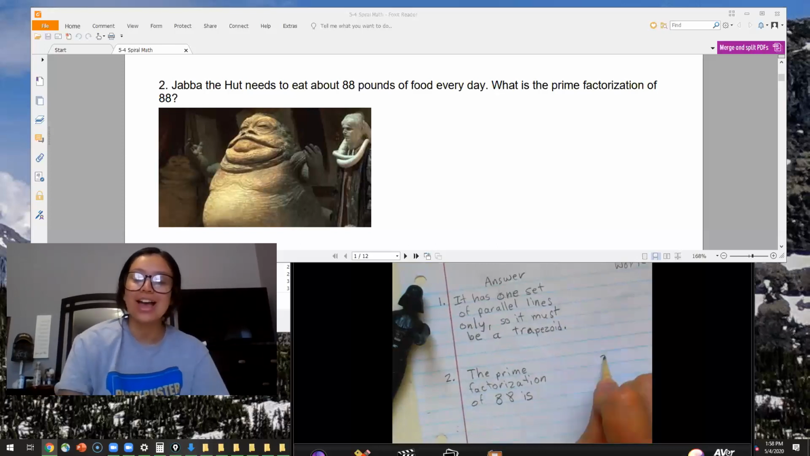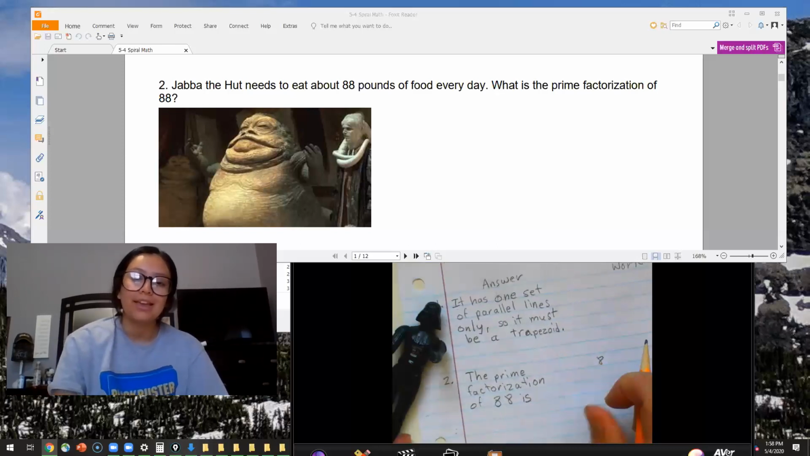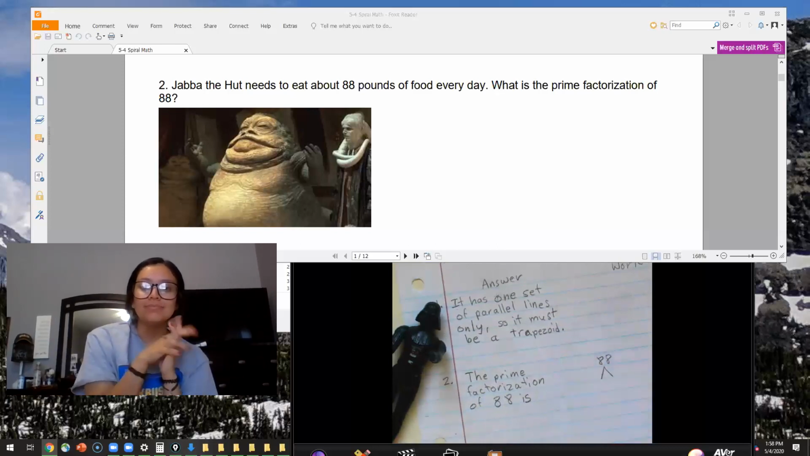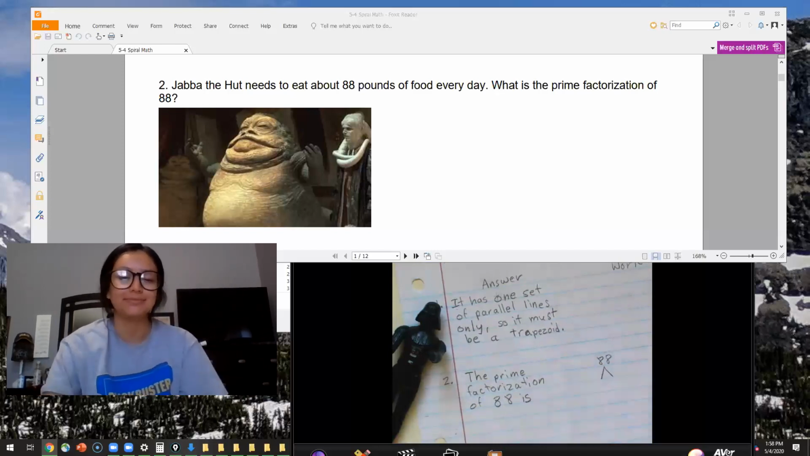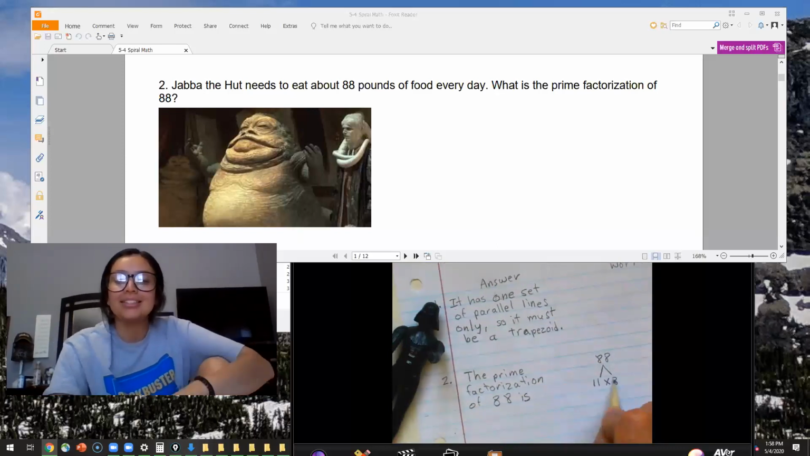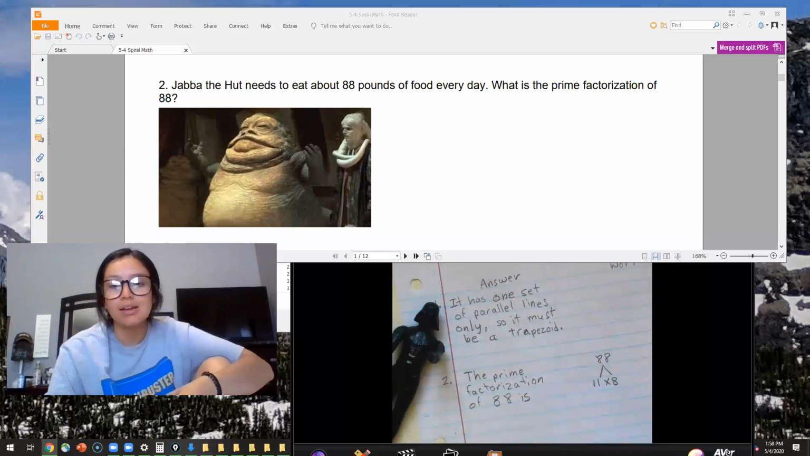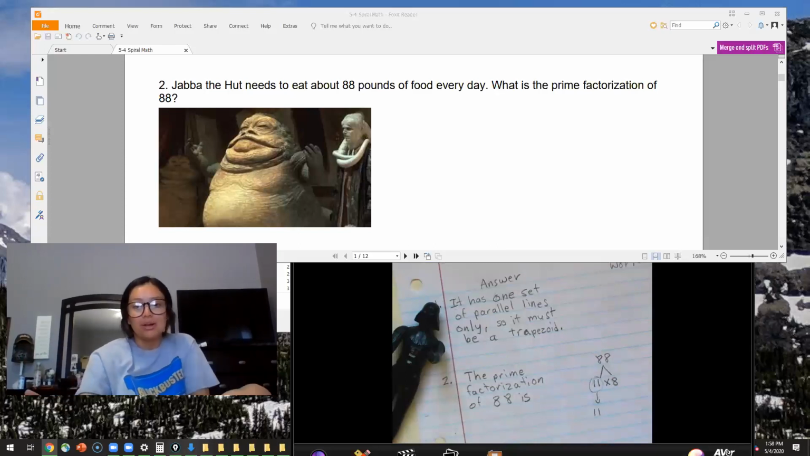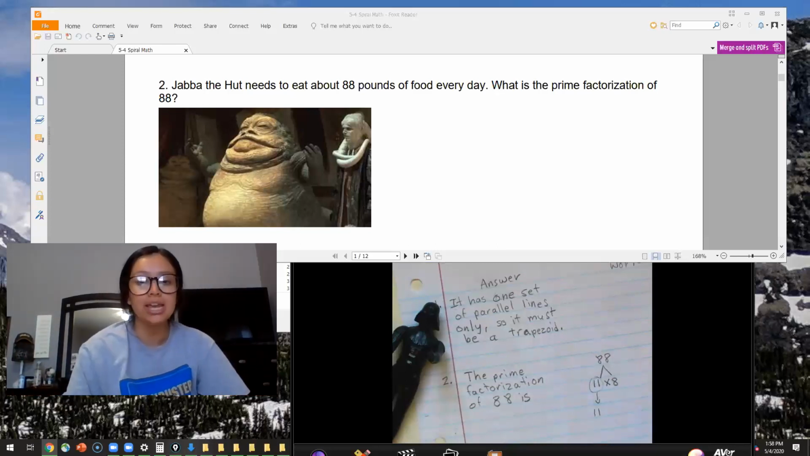So I first go ahead and write your 88, and then you want to draw your two stems of your tree. And I always remember 88 as 11 times 8. And since 11 is prime, you can't break that down anymore. So go ahead and circle it. And so there we have our 11. And then our 8, though, we can definitely break down. We can break that down by 4 times 2.